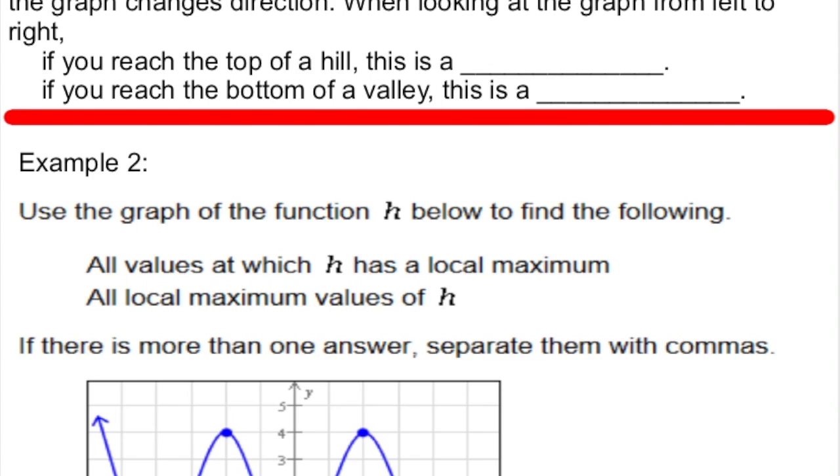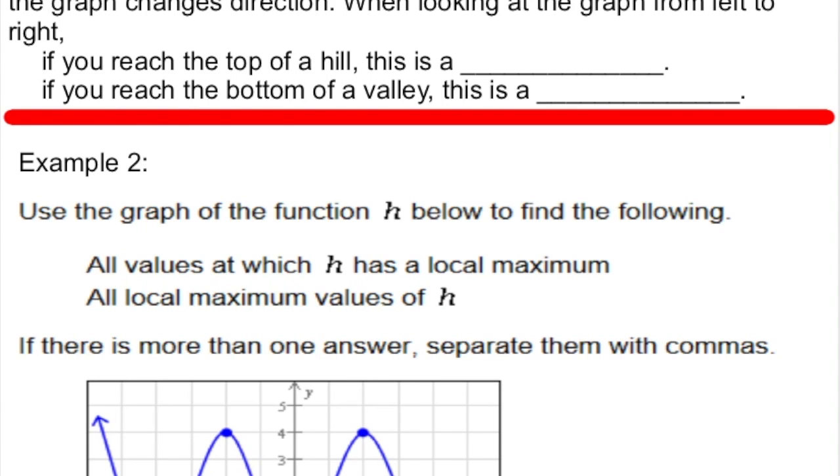So if we now move to this idea here, a graph can reach a local maximum or local minimum value at a place where the graph changes direction. So where the graph changes direction is where we are going to experience either a local maximum or a local minimum value.